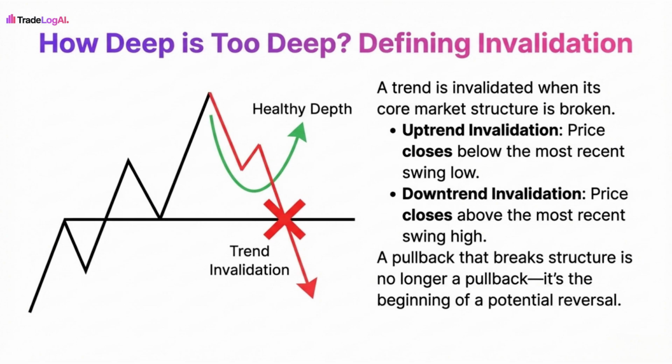Healthy doesn't mean any pullback is fine. A trend is invalidated when its core structure breaks. In an uptrend, invalidation is a close below the most recent swing low. In a downtrend, it's a close above the most recent swing high. The diagram shows a healthy depth versus the red X invalidation. If structure breaks, stop calling it a pullback. It's the beginning of a potential reversal.